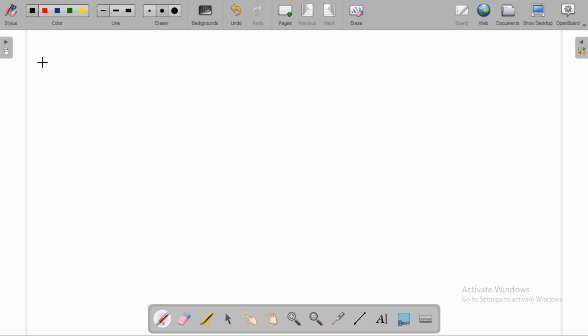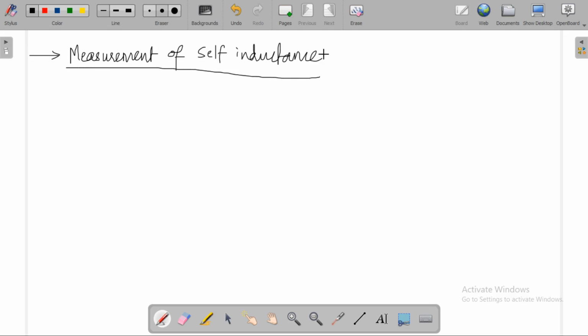Hello everybody. Now we shall discuss about measurement of self-inductance. The following bridges can be used for the measurement of self-inductance.